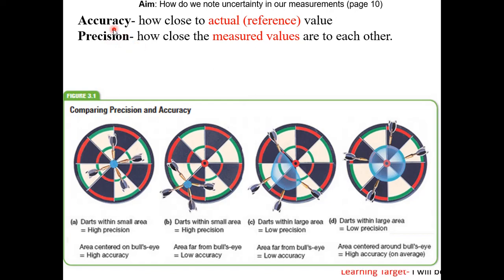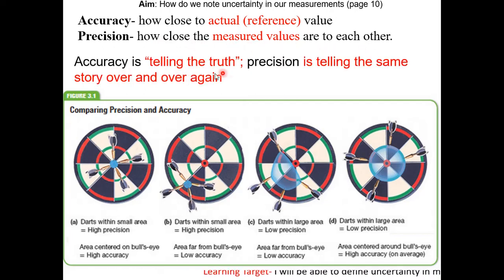In English, accuracy and precision basically mean the same thing in the dictionary. But in science, they have slightly different meanings. Accuracy is how close to the actual reference value, while precision is how close the measured values are to each other. So what does this mean? Accuracy is like telling the truth. Precision is like telling the same story over and over again.